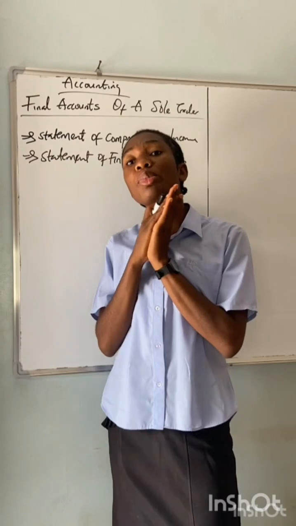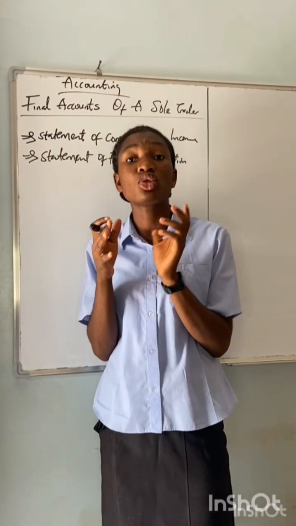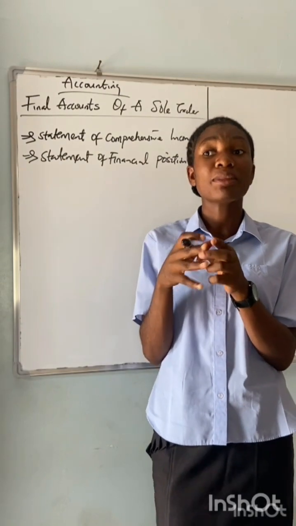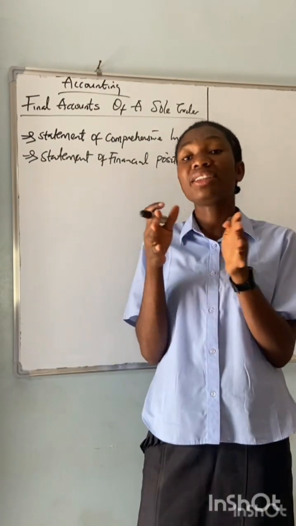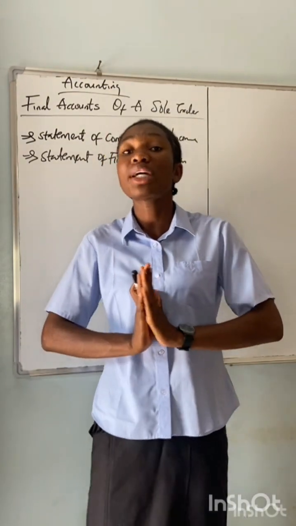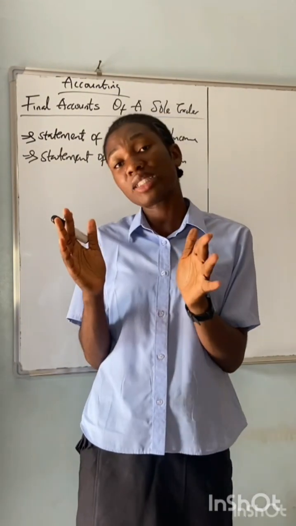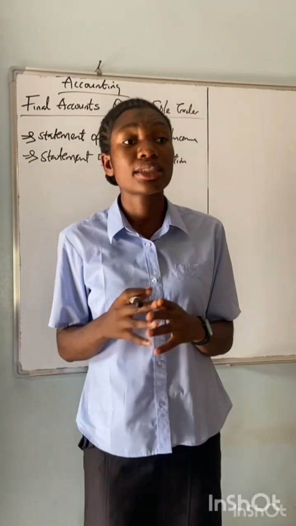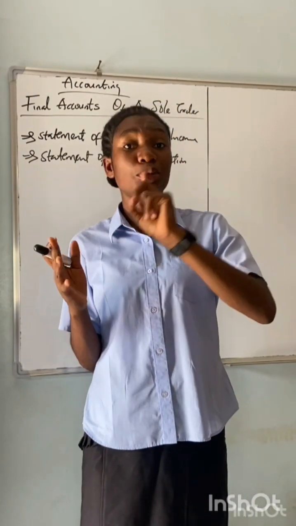The statement of comprehensive income is used to help us know the gross profit as well as the net profit. It shows the gross profit and the net profit of a business during a particular year. Now what we do is that we try to compare all the possible expenses. In this case we are going to be looking at the trading account and the profit and loss account.